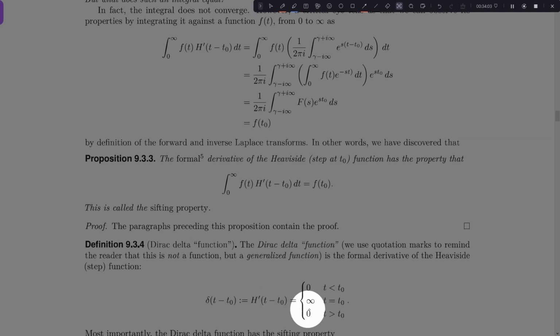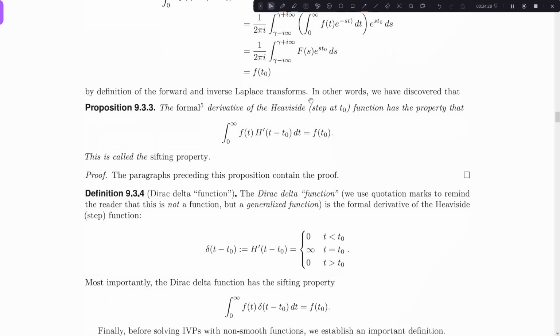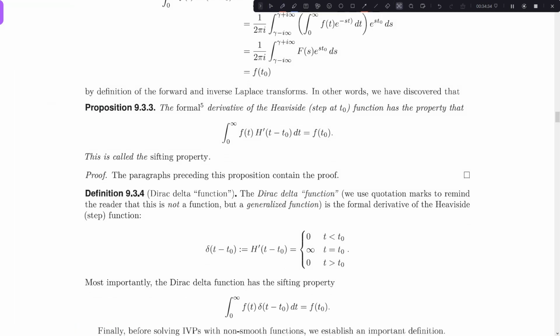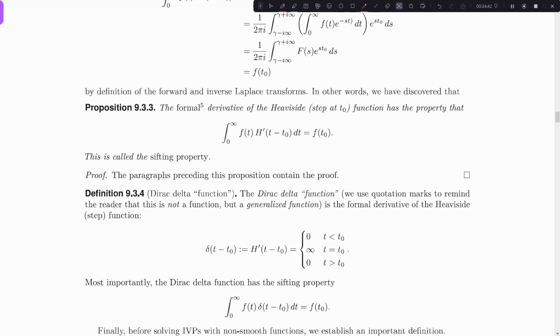So I have 0, infinity, 0. In some sense, this looks like a needle. There's your x-axis. This is t naught. So the delta function looks like a needle that's infinitely tall and infinitely thin. An infinitely tall, infinitely thin needle. And it has the sifting property. So we want to think about, hey, this thing I'm calling the delta function, if I integrate it against f, I'm going to recover f at t naught.